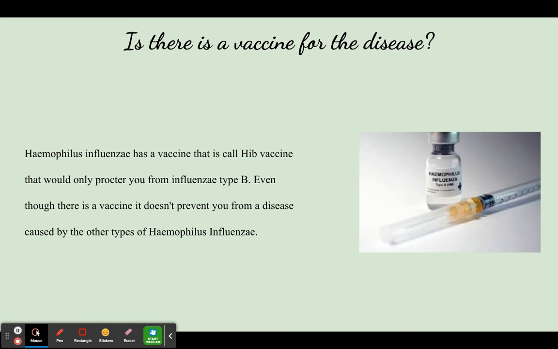Is there any vaccine for the disease? H. influenzae has a vaccine called the Hib vaccine that will only protect you from influenza type B. Even though there is a vaccine, it doesn't prevent you from disease caused by the other types of Haemophilus influenzae.